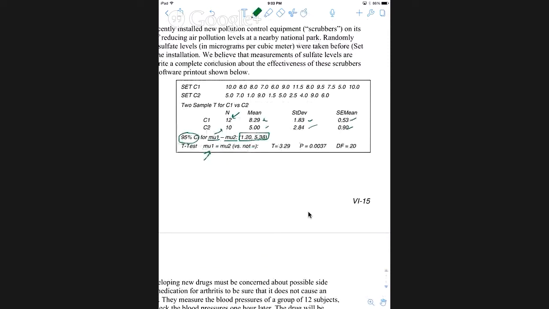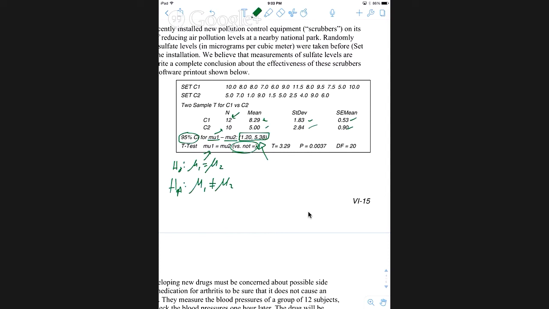That mu1 is equal to mu2 versus not equal. So this is telling us that our alternative hypothesis is mu1 not equal to mu2, right? And clearly, if they were equal, we would find a 0 in the confidence interval.